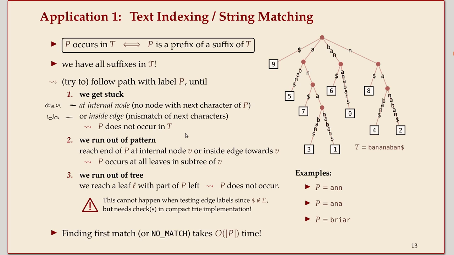The other option is we continue reading, and then the pattern finishes, and we're still somewhere in the tree. So that happens if we read this. If we take this second example, we read A, N, A, and then we're at this node.